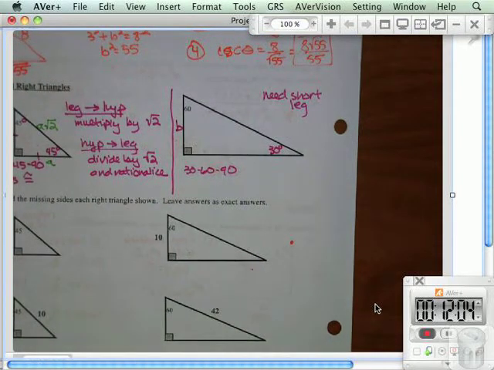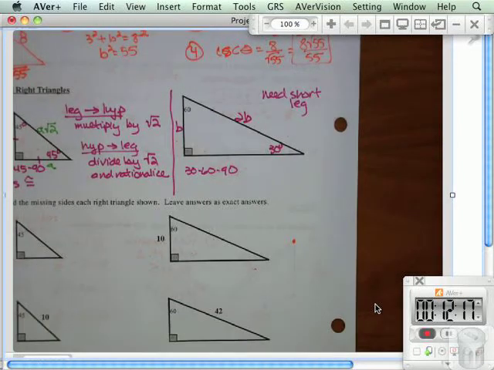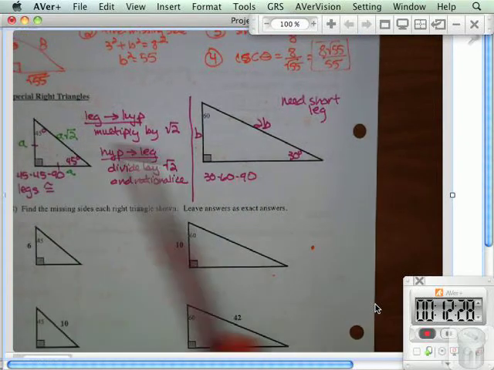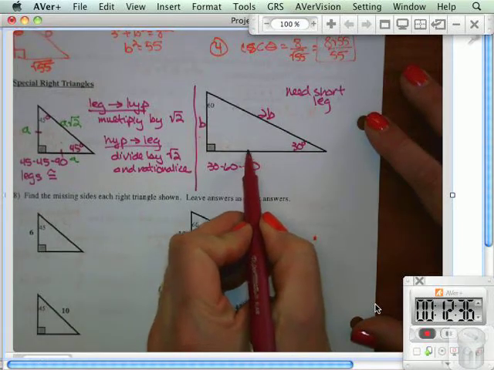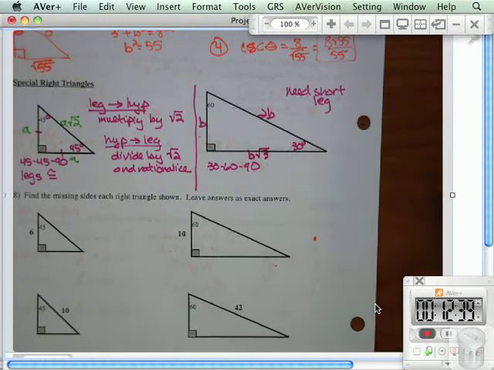Does anybody remember here? How do you get the hypotenuse if you're given the short leg? It's easy. Times 2, right. The hypotenuse is double the short leg, so 2B. Does anybody remember how to get the long leg? Hint. Here you're using square root of 2. Here you use something else. Square root of something else. 3. Yeah. So if you have the short leg, the long leg is B times the square root of 3. I'm not going to write all that stuff out. You can just use the picture to remind you.